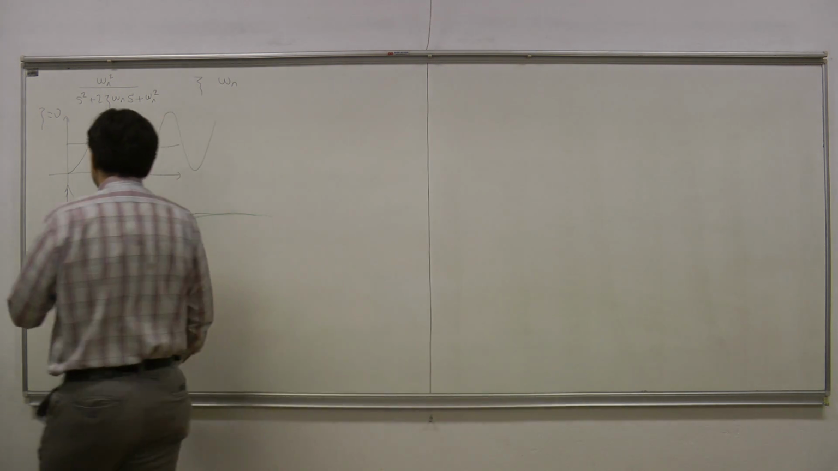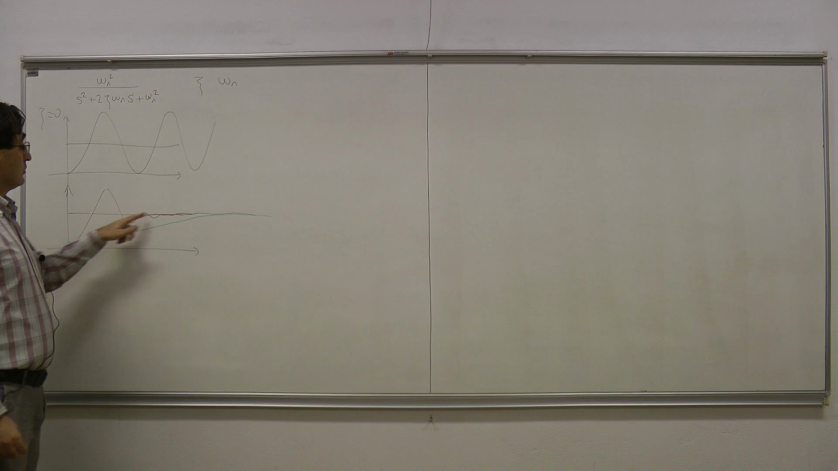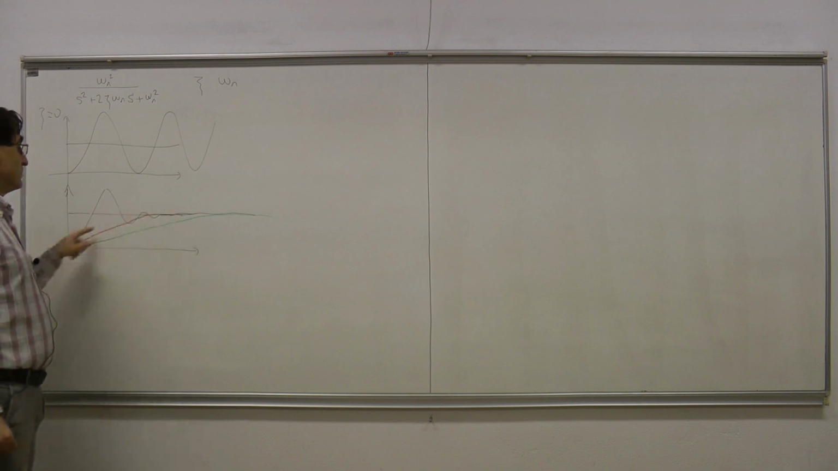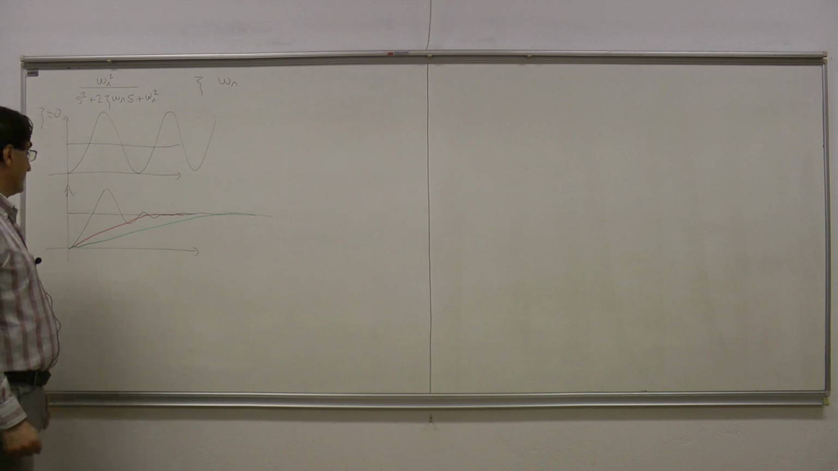So what do we want in that case? In that case, I would try to make the control system critically damped, because it's faster than the overdamped case here.